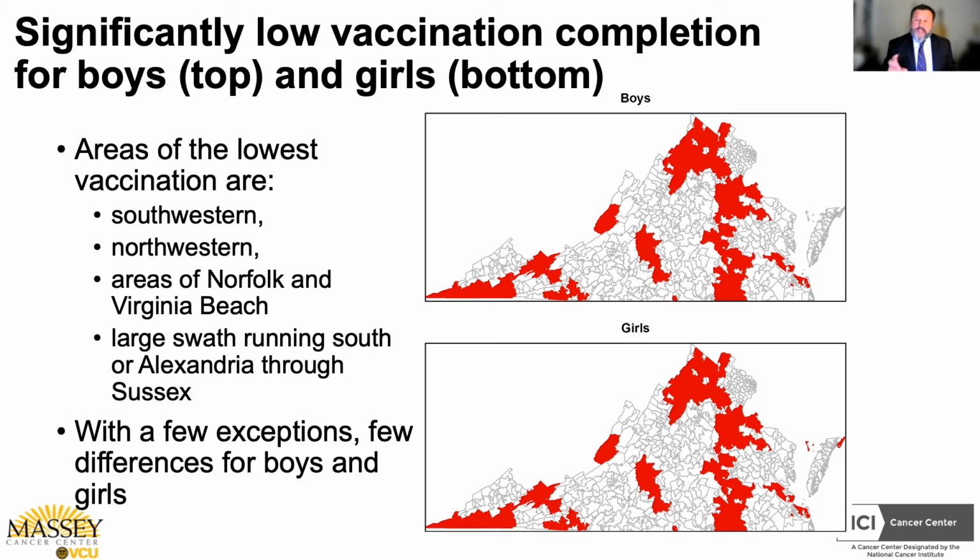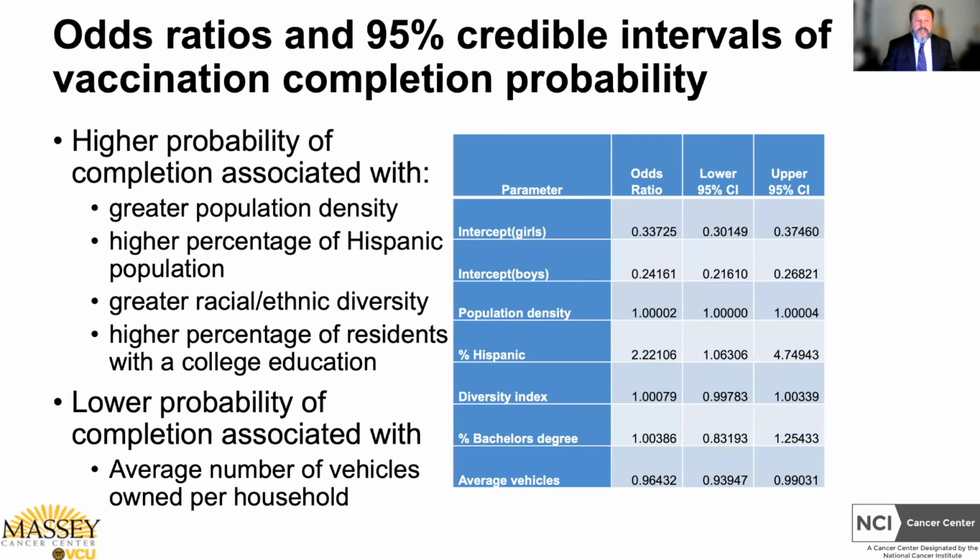This map shows the data a little bit differently. The areas in dark red are areas of lowest vaccination completion. You can see that the Southwest, the northwestern parts, and areas of the Norfolk and Virginia Beach area have low vaccination coverage, as well as this large swath running from south of Alexandria through Sussex County. With a few exceptions, there really aren't that many differences between completion for boys and girls. So it's very similar maps for boys and girls.